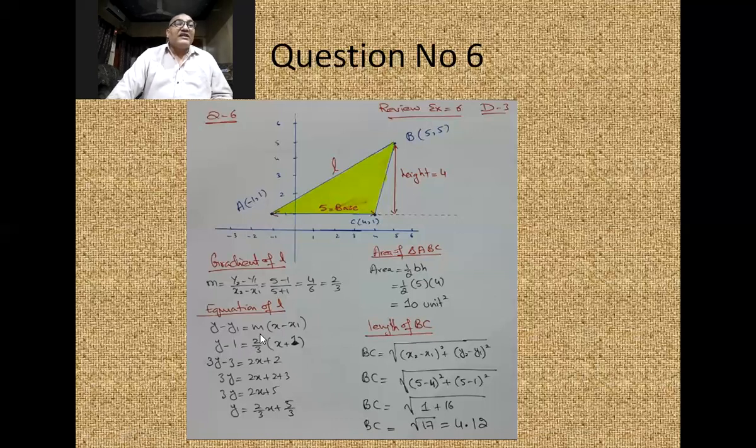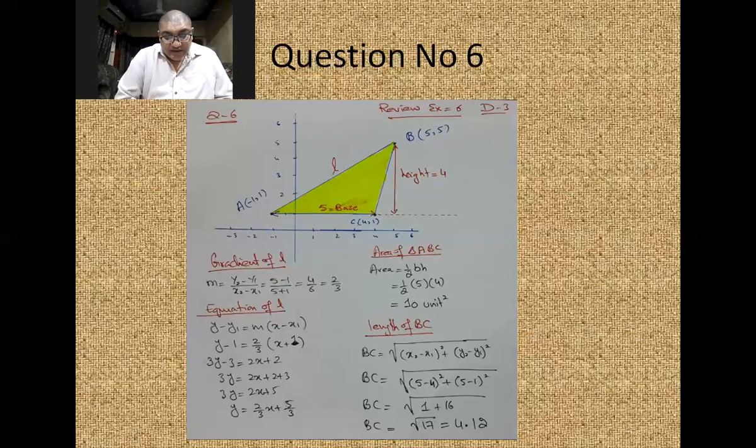So y minus 1 equals 2 by 3 bracket x minus minus 1, that makes x plus 1. So bring this 3 to this side. You will have 3y minus 3 equals 2x plus 2. This minus 3 will go to the other side. You will have 3y equals 2x plus 2 plus 3, so 3y equals 2x plus 5. Then the 3 will go to the other side to divide, and you will have y equals 2x by 3 plus 5 by 3. So this is the equation of the line L.